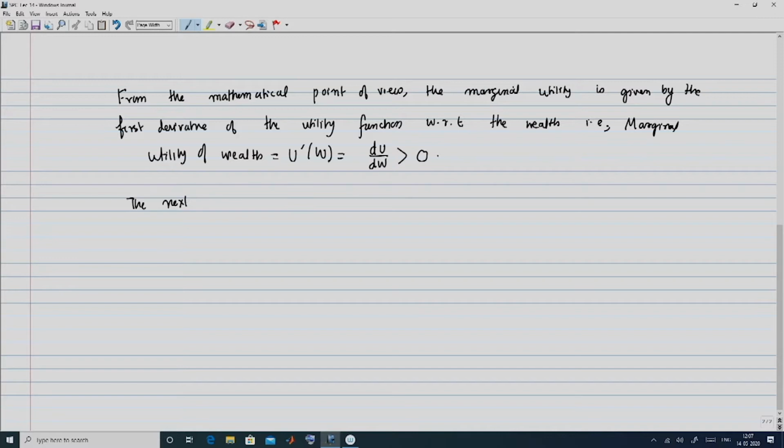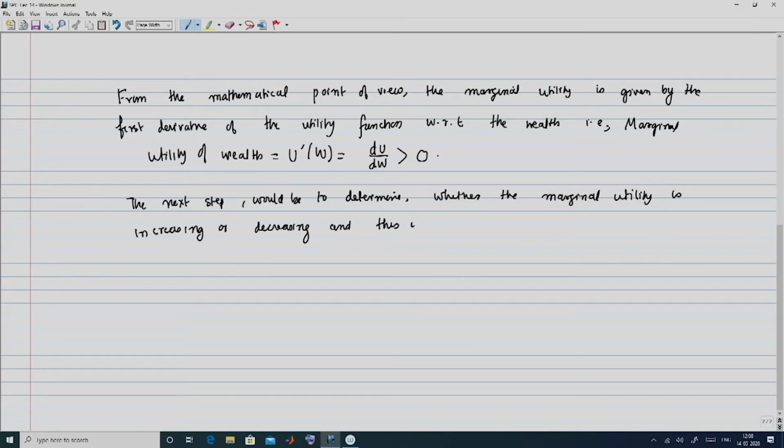The next step would be to determine whether the marginal utility is increasing or decreasing. So, we now look at the nature of the marginal utility itself. We have to determine whether the marginal utility is increasing or decreasing, and this is determined by the sign of the second derivative of the utility function.